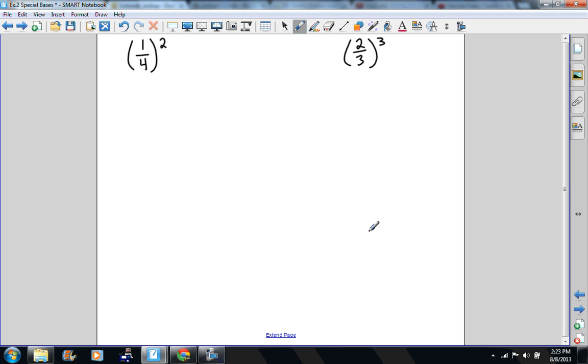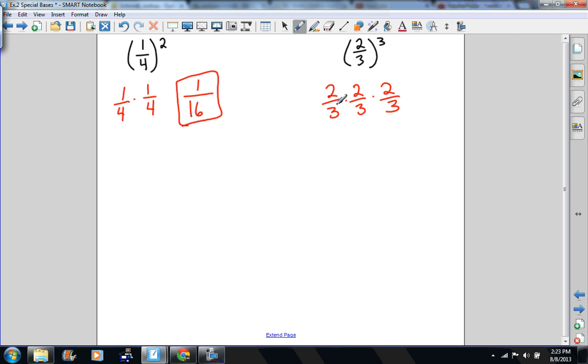Fractions are incredibly easy, and like I've been saying the whole year, and I will continue to say for the rest of your math career, fractions are actually easier than decimals. All you do for fraction problems, if we have 1/4 squared, that means we do 1/4 times 1/4. 1 times 1 is 1. 4 times 4 is 16, and we're done. That's it. 2/3 cubed is 2/3 times 2/3 times 2/3. 2 times 2 times 2 is 8. 3 times 3 times 3 is 27. And boom, kaboom, we're done. So that's it.